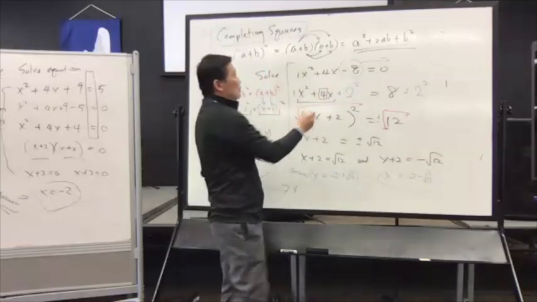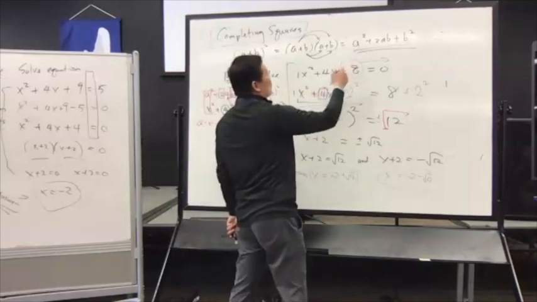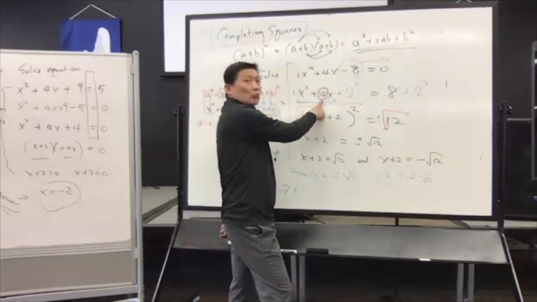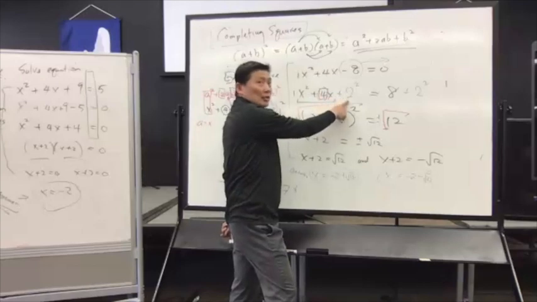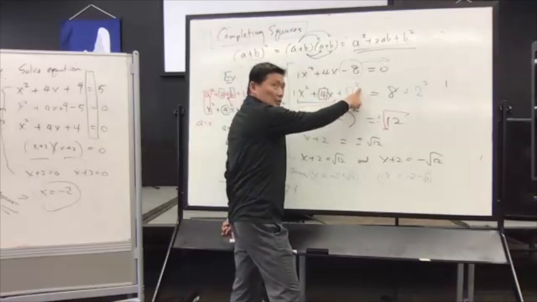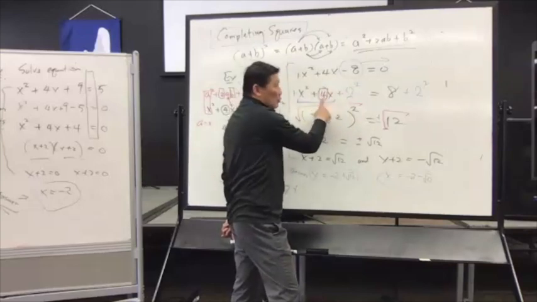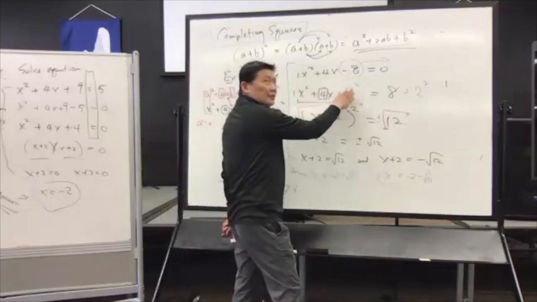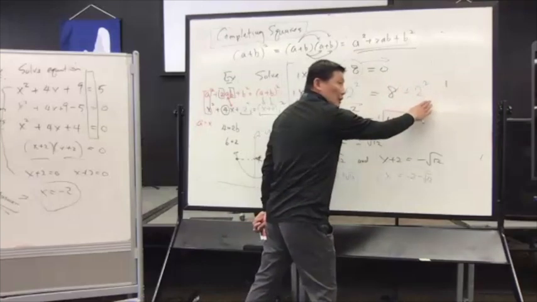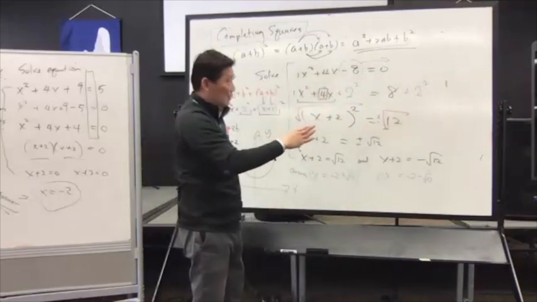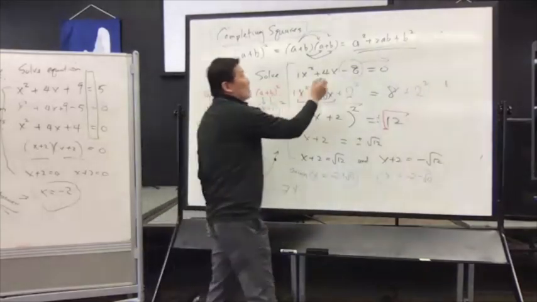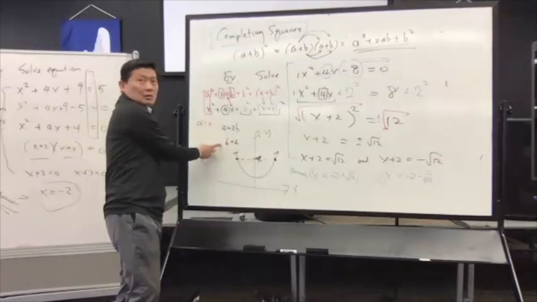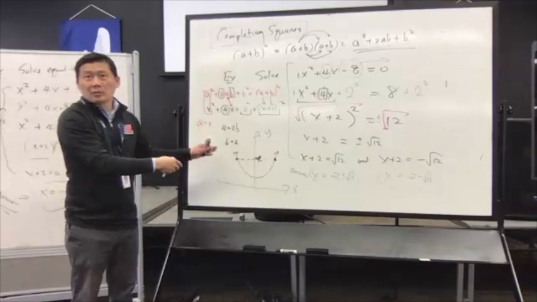Very simple. You take the number that goes with the x term, and divide it by 2, and then square it. Take this number 4, divide by 2, which is 2. 2 squared is 4, so you put 4 here. If you put 4 on this side, you put 4 on the other side. That's it. And why am I justified to take this number, divide by 2 and square it? It's because of what I just showed you here. That's the explanation.